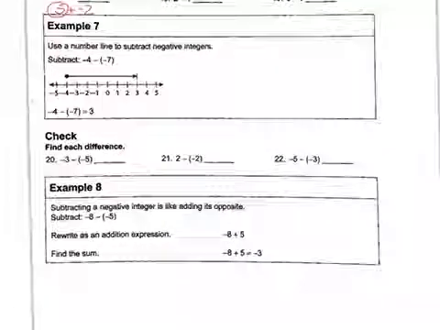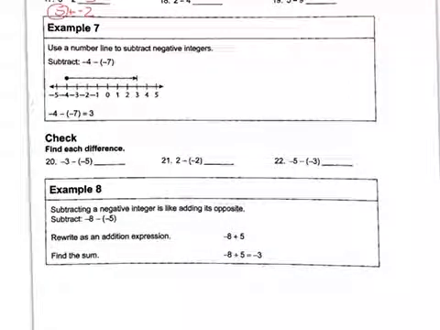Okay, what happens when you have two negatives? You remember Miss Dalton always used the words change, change. And I teach the same thing. Whenever you have two negative signs beside each other, you're going to do change, change. So really this problem now becomes negative 4 plus 7.